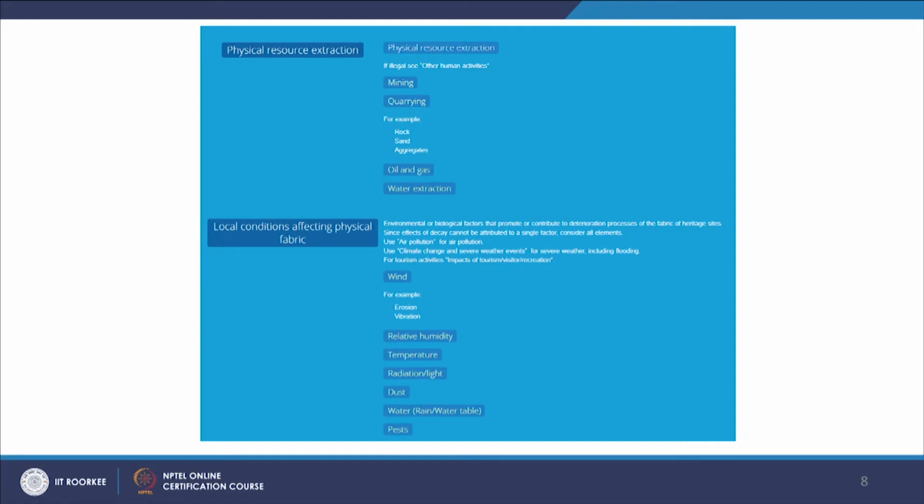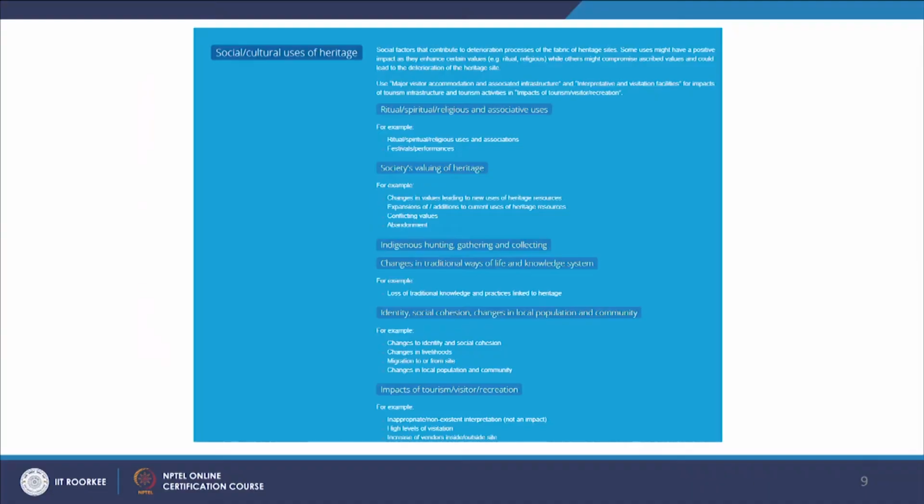Also the local conditions, how they affect things, like the temperature, the radiation, the dust, the pollution, water, and pests, especially for timber structures, the kind of termites and how they come, because of all the local conditions. Social and cultural uses of heritage, how society values the heritage. Like, for instance, indigenous hunting, gathering, and collecting. For instance, we are talking about the tiger population.